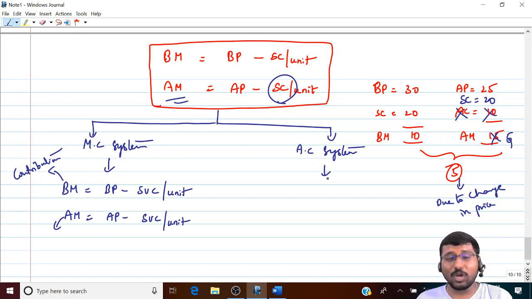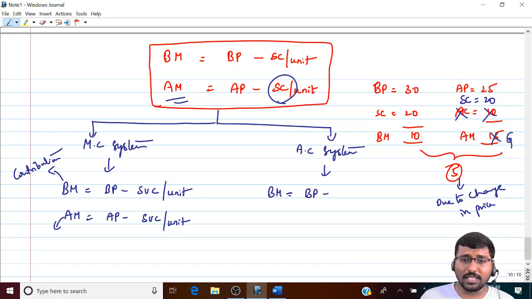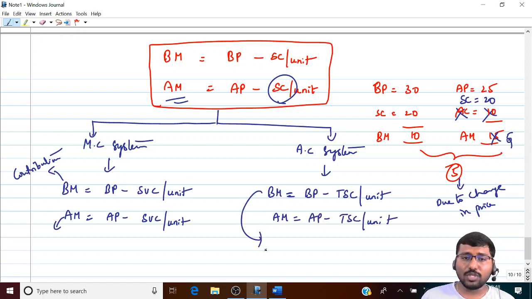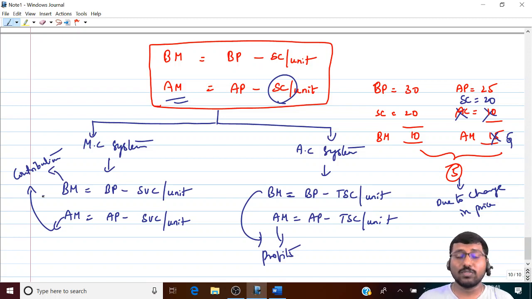Whereas as per the absorption costing system, your budgeted margin is equal to budgeted price, you can easily guess, minus total standard cost per unit. And your actual margin is equal to actual price minus total standard cost per unit, correct? Which means as per the absorption costing system, these two basically mean profits. Whereas as per the marginal costing system, margin means contribution. As per the absorption costing system, margin means profit. Are you able to get me? Got this? All of you.